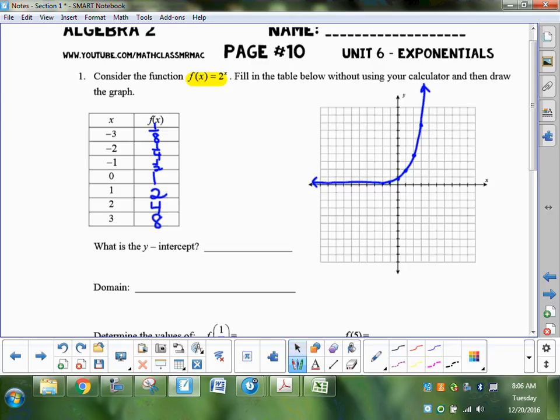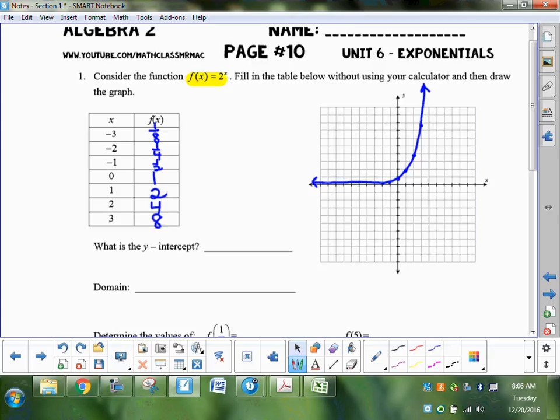Now, notice something on this. Let's answer the questions as we're doing it, but there should be a little bit of discovery. Which quadrants is this exclusively in? Hands up, please, if you can tell me. Which quadrants is this graph only found in? A pure exponential, or a parent exponential, will only be found in these quadrants. Which ones, Taylor?